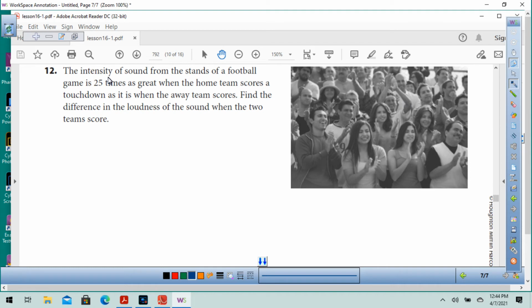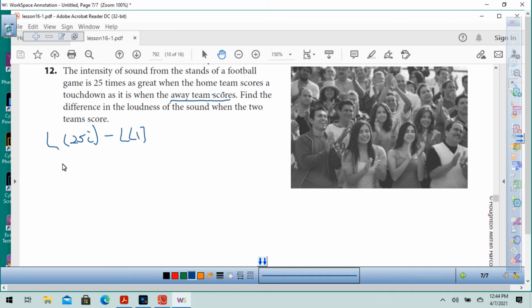All right. The intensity of sound from the stands of a football game is 25 times as great when the home team scores a touchdown as when the away team scores. Remember, when the away team scores, you say, good for them. Find the distance. So we're going to have L, and that's going to be 25, and we'll say I minus L to the I.